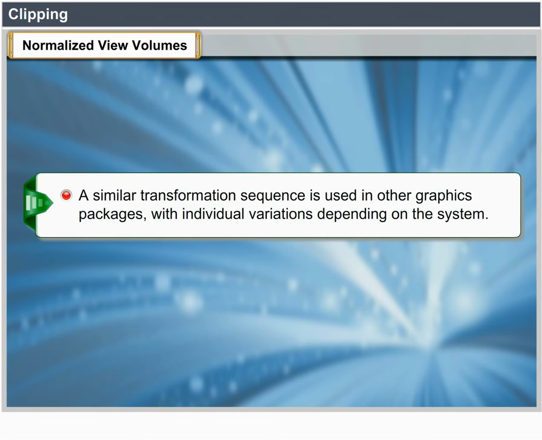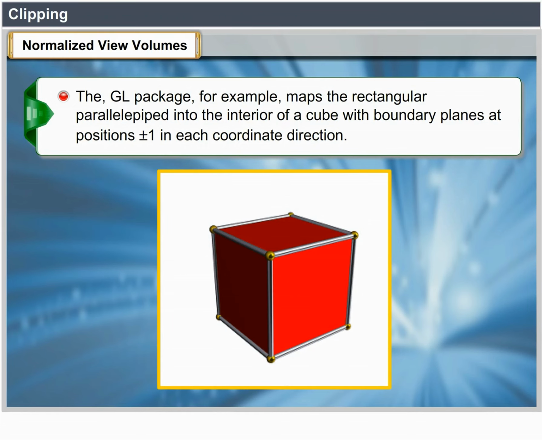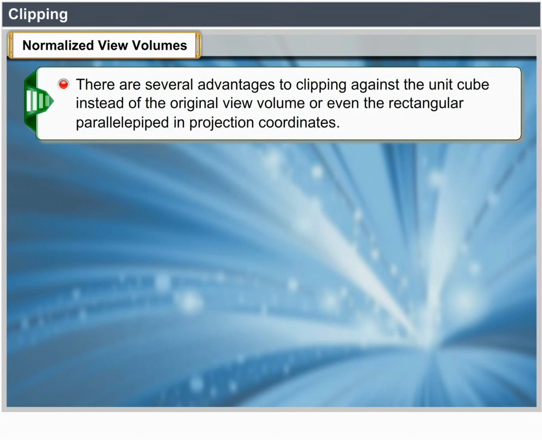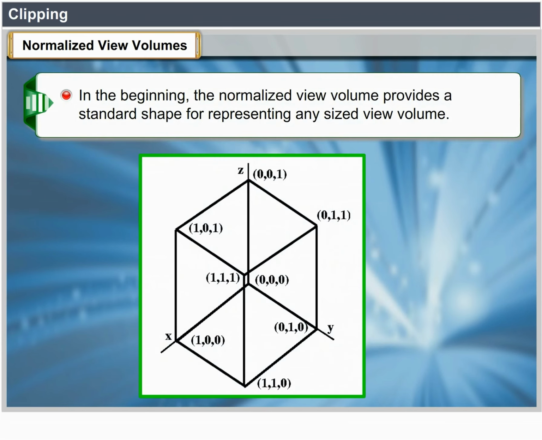A similar transformation sequence is used in other graphics packages with individual variations depending on the system. The GL package, for example, maps the rectangular parallelepiped into the interior of a cube with boundary planes at positions plus or minus 1 in each coordinate direction. There are several advantages to clipping against the unit cube instead of the original view volume, or even the rectangular parallelepiped in projection coordinates. First, the normalized view volume provides a standard shape for representing any sized view volume.